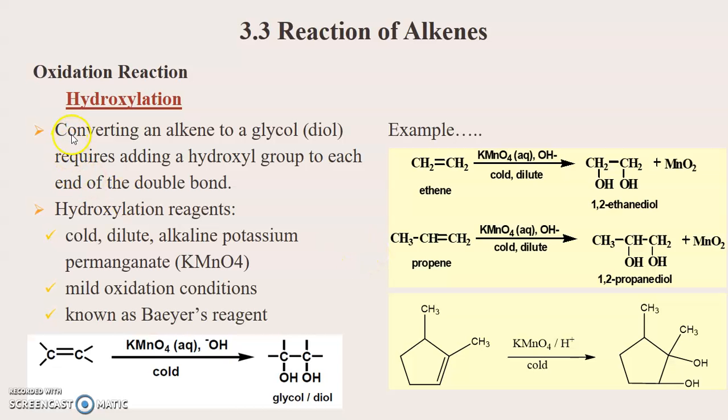And the third one is hydroxylation. Hydroxylation is converting an alkene to a glycol. A glycol is a dialcohol, or we call it a diol. It requires adding a hydroxyl group to each carbon at both ends of the double bond. The hydroxylation reagent is cold dilute alkaline potassium permanganate, a mild oxidation condition. This is also known as Baeyer's reagent.